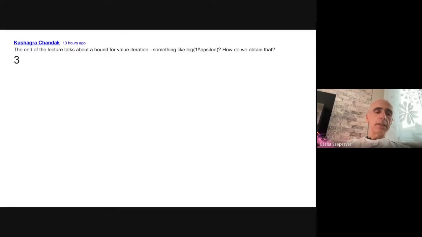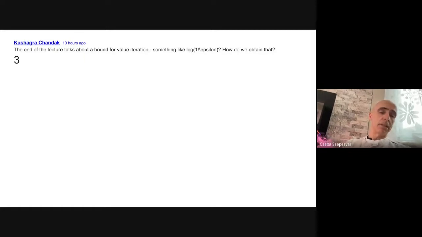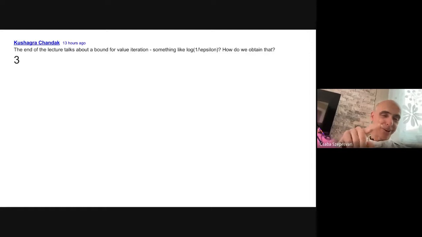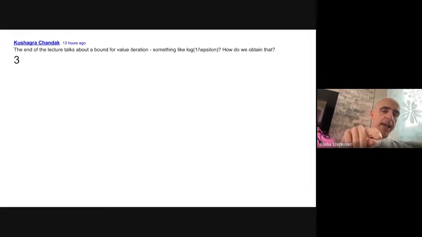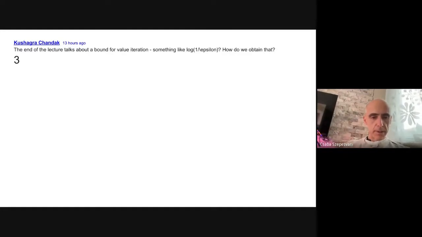So that means that the distance to the optimal value function in the k-th iteration is going to be some number raised to the power of k times some initial value, and that number is smaller than 1. So this distance is decreasing extremely fast. If you try to invert this and ask how big k should be so that this error is less than an epsilon, then you get this log 1 over epsilon. Does it make sense? Yeah, thank you.